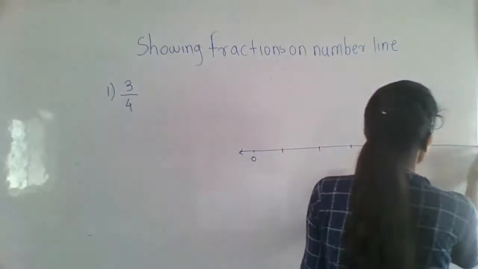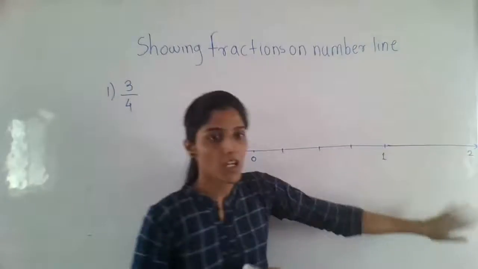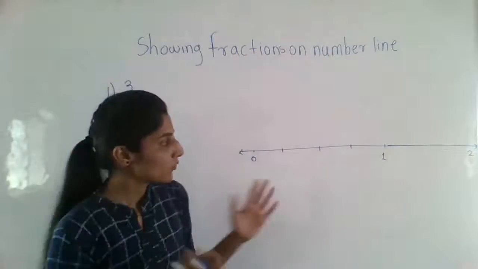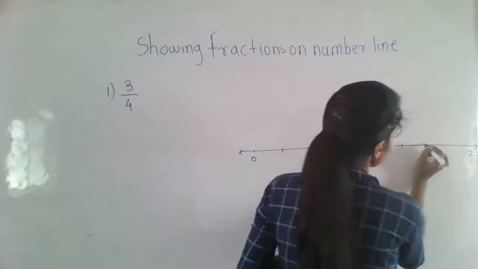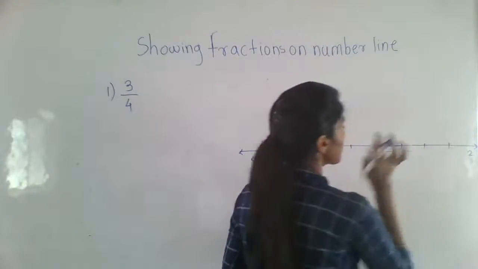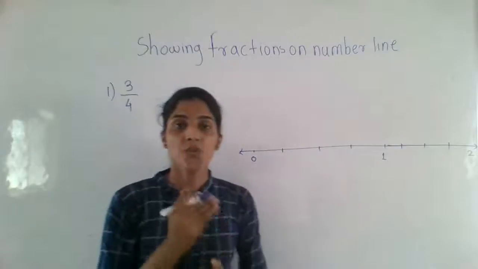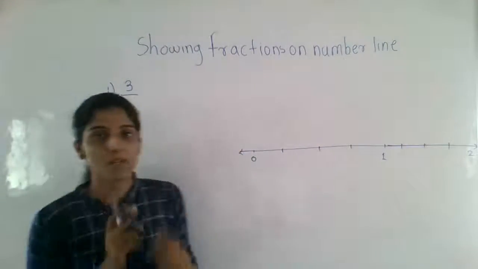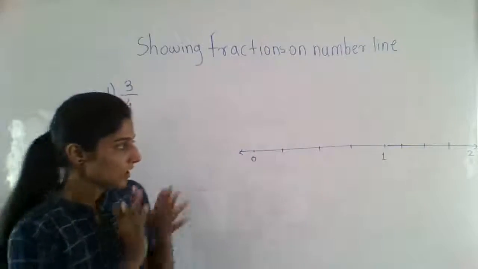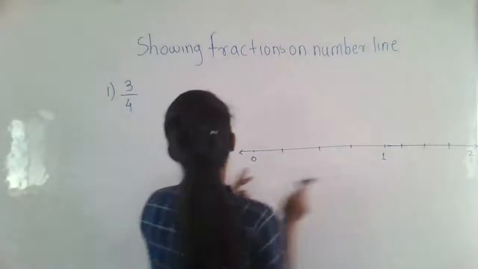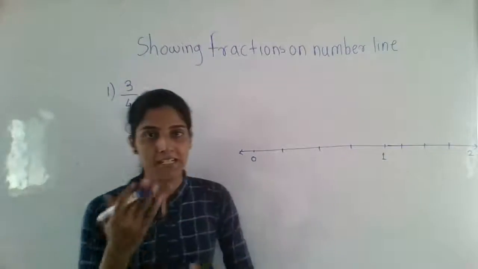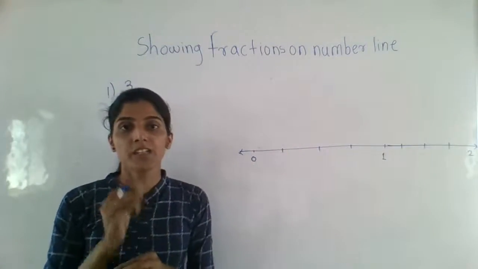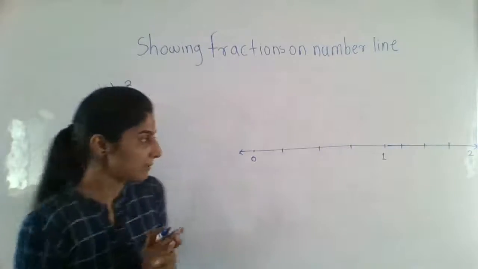Suppose it is up to 2. Here that is 2. Then 1 to 2 is also divided into 4 parts, that is 1, 2, 3, 4. Each unit on the number line is divided into 4 equal parts because the denominator is 4. Now you can see that is our 1, and the 3 by 4 is what we have to represent.